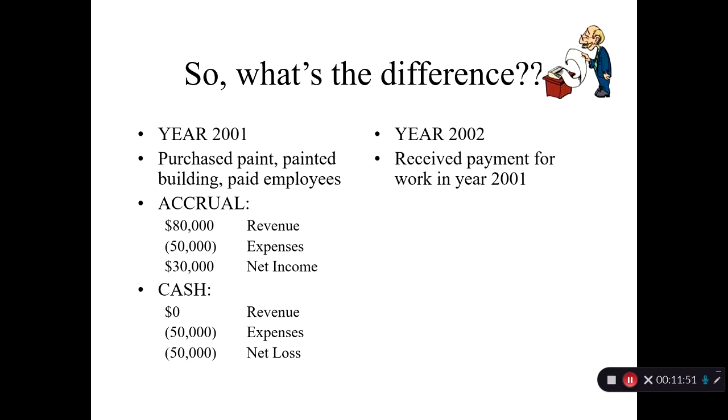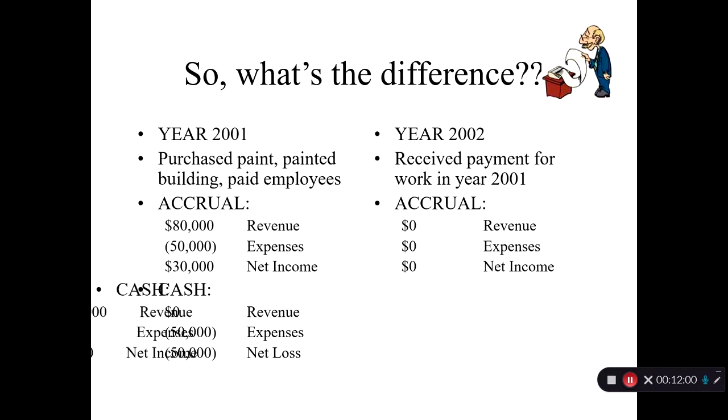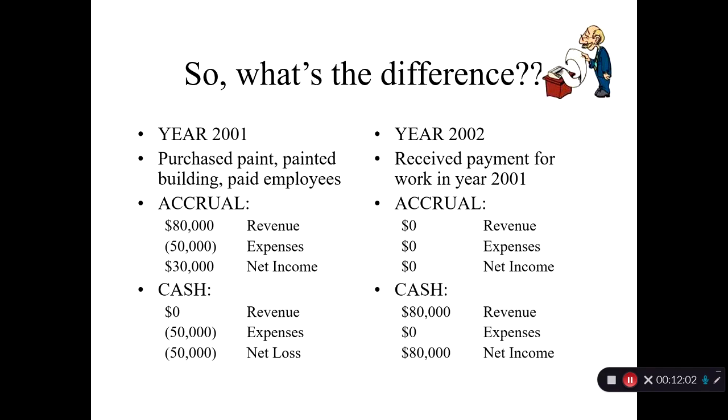We received the payment for the work done in the year 2001. So under accrual, you wouldn't recognize anything. You wouldn't recognize a revenue or expense. But under the cash basis, you'd have $80,000 of revenue, no expenses, and $80,000 of net income. So you can see how it distorts net income if you use the cash basis compared to the accrual basis. Because under the accrual, it shows us we actually earned $30,000 in year 2001 and nothing in year 2002, whereas the cash basis is distorting the results here.